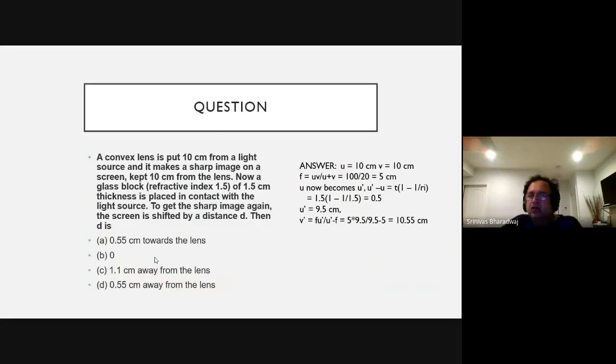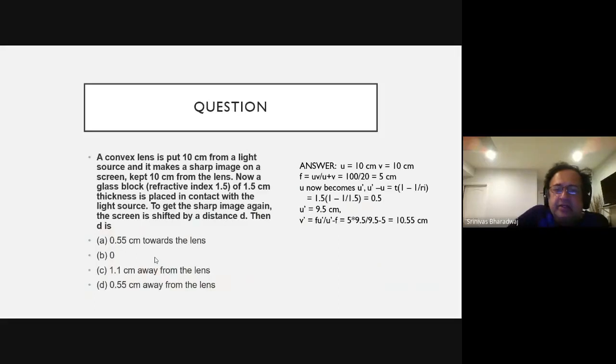Refractive index of glass is 1.5, right? So 1 minus 1 over 1.5 is about 0.6666, right? So it is actually 2 by 3, so you have 1 minus 2 by 3, which is 1 by 3, right? So 1.5 times 1 by 3 is 0.5. So u prime will be 9.5 centimeters.